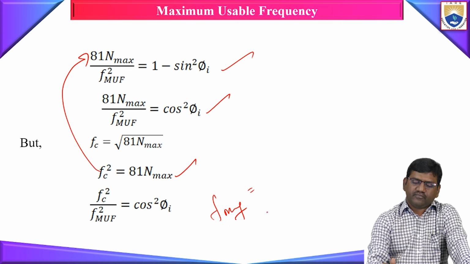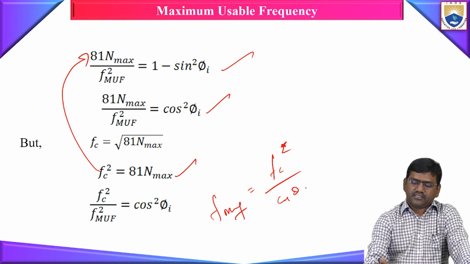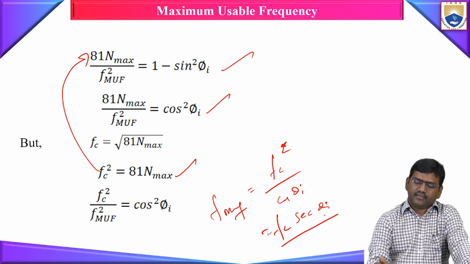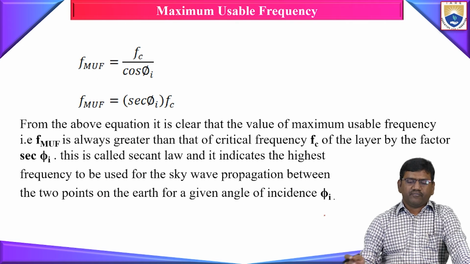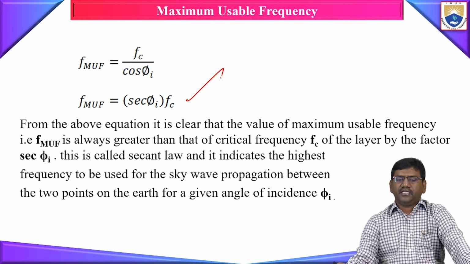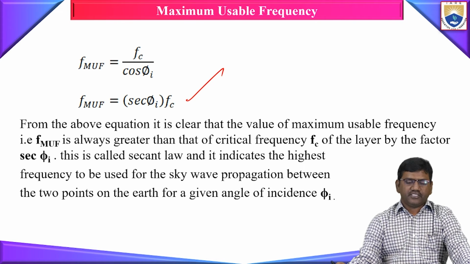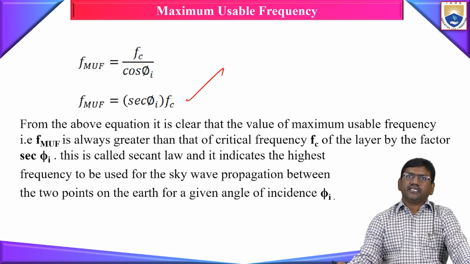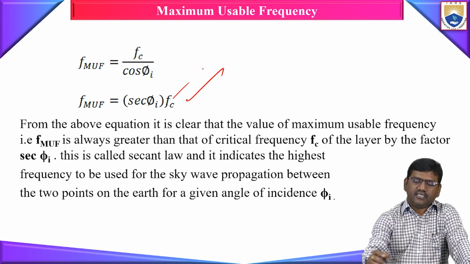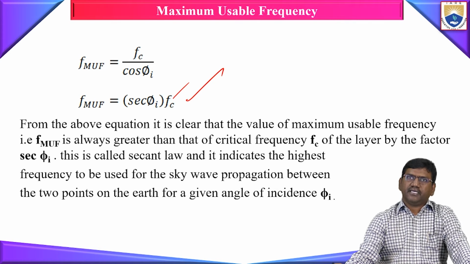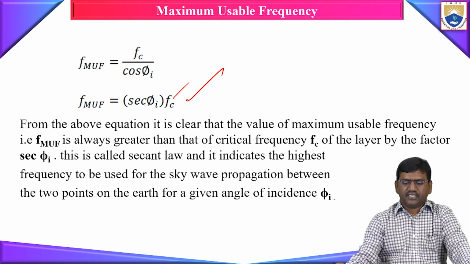That is, f mod is equal to fc by cos theta I. So this is equal to fc secant theta I. So f mod is equal to secant theta I into fc. From the above equation, it is clear that the value of the maximum usable frequency f mod is always greater than the critical frequency of the layer by the factor secant theta I.